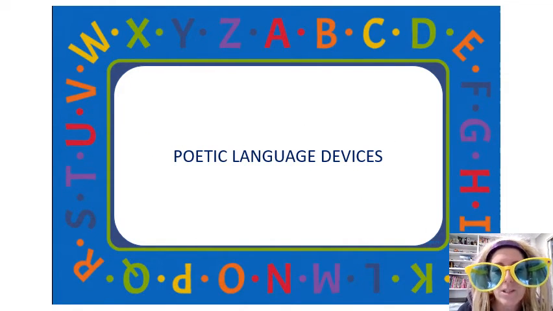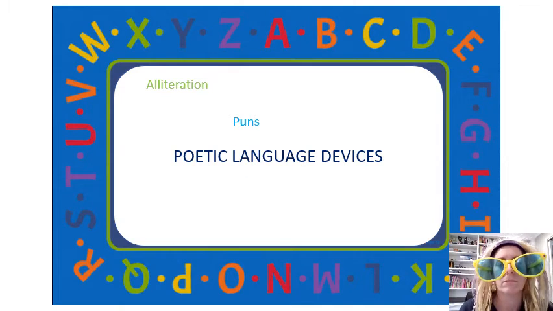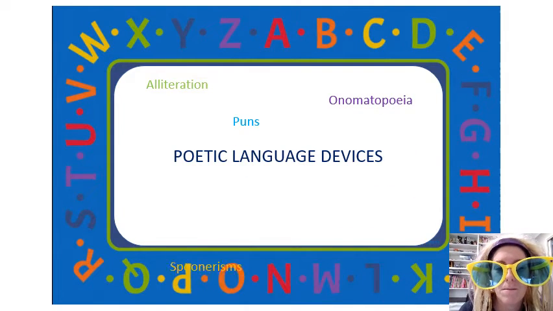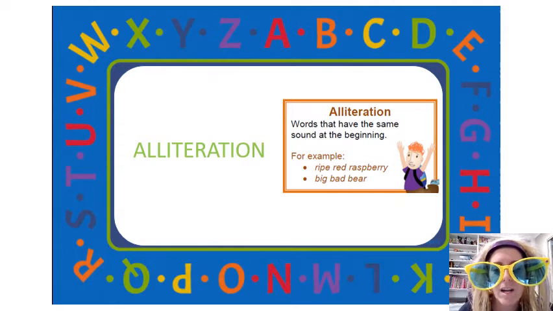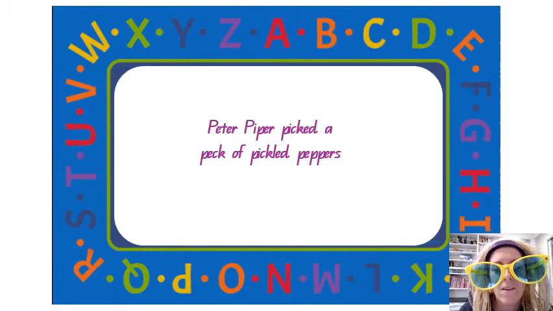All right, poetic language devices. Have a quick think. See how many you can come up with. Press pause if you have to. Let's have a look. Alliteration, puns, onomatopoeia, spoonerisms, neologisms, and nonsense words. Let's have a look. Alliteration, words that have the same sound at the beginning. For example, ripe red raspberry. So we've got big bad bear. And if you want to have a go at this one, Peter Piper picked a peck of pickled peppers. Try and say that 5 times fast.